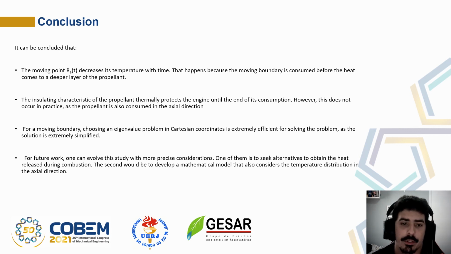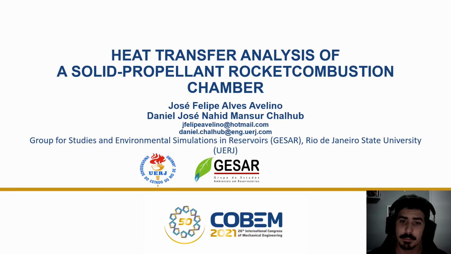For a moving boundary, choosing an eigenvalue problem in Cartesian coordinates, even if my model is in cylindrical coordinates, is extremely efficient because we work with trigonometric functions, and it's much easier to work with, and the convergence was not affected. For future work, one can improve this study with more precise considerations. One of them is to seek alternatives to obtain the heat released during the combustion process. The second would be to develop a mathematical model that also considers the temperature distribution in the axial direction. So I finished my presentation.